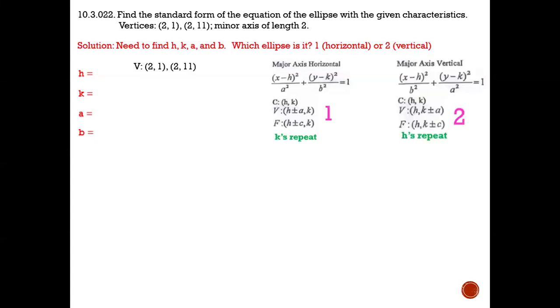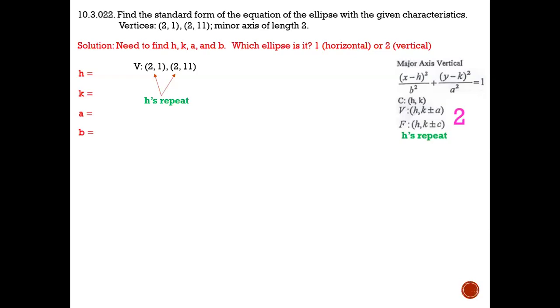Let's see. They give us the two vertices, and what do you know? What do they have in common? The first coordinates, the h's. The h's repeat, so you have the 2 and the 2. So that's what tells us that this is going to be major axis vertical right here. The vertices and foci both have the first coordinate of H. So that's what we use here. Okay, so we have H is 2.